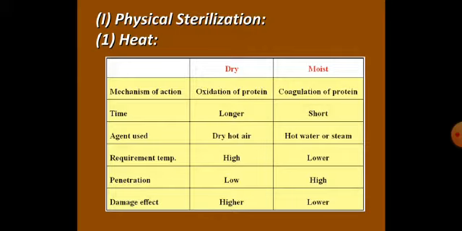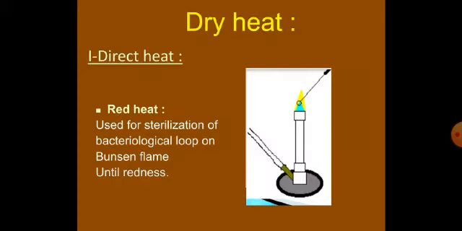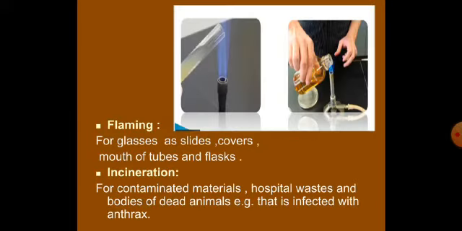But dry heat also has many uses, as we will discuss now. Dry heat, direct heat. Here, the object is directly placed in the flame or in the Bunsen flame, as in the figure, in the sterilization of the bacteriological loop until redness of the loop to achieve the sterilization. This is called red heat. Also, flaming of the mouth of tubes and glasses is a type of dry heat.